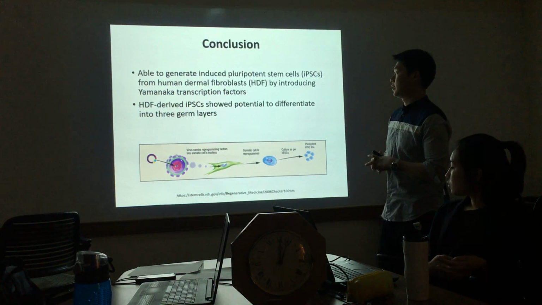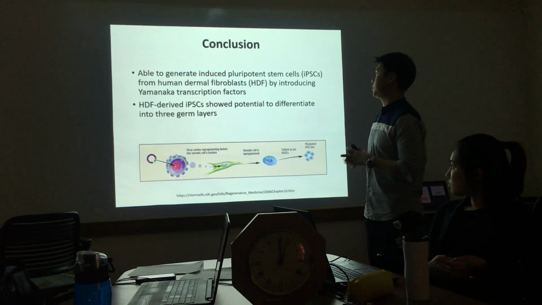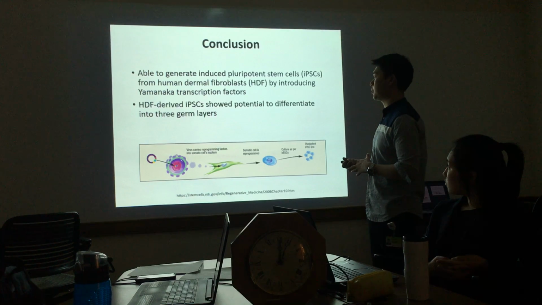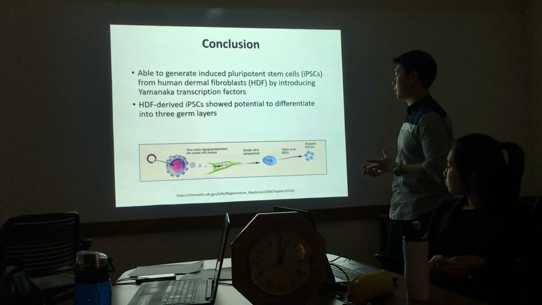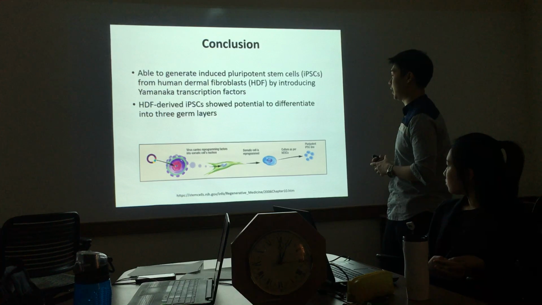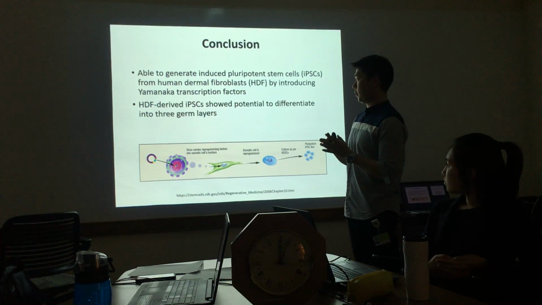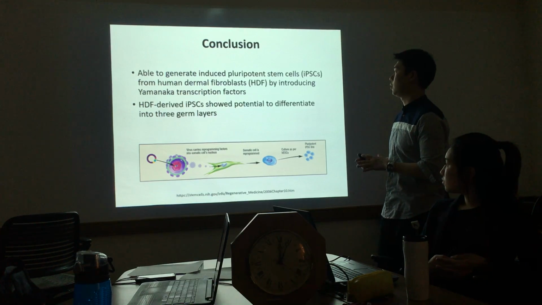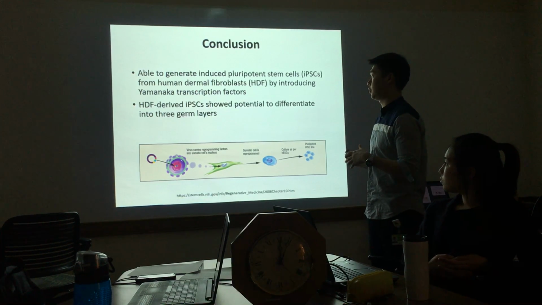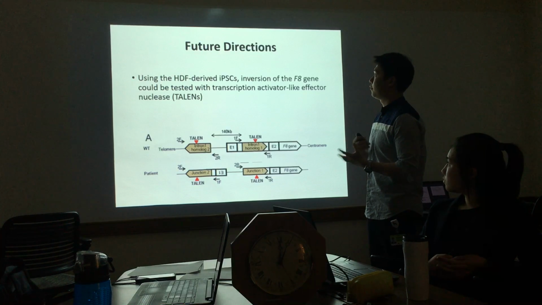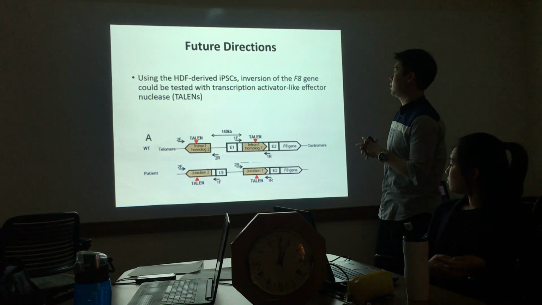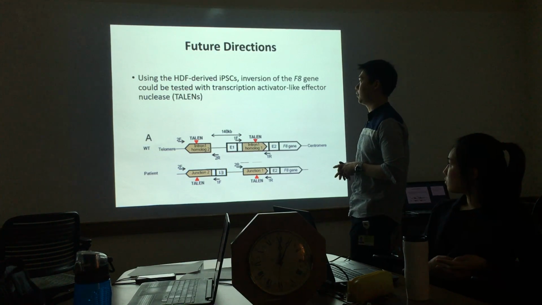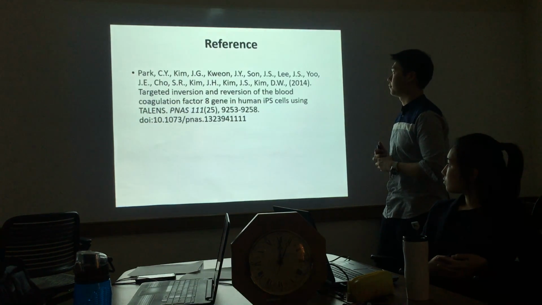In conclusion, the scientists were able to generate iPSCs from human dermal fibroblasts by introducing Yamanaka transcription factors. As you see over here, they introduced Yamanaka transcription factors, and they were able to produce iPSCs. And the second thing was that the human dermal fibroblast-derived iPSCs showed potential to differentiate into the 3 germ layers. For future directions using those iPSCs, the inversion of the F8 gene could be tested with transcription activator-like effector nucleases, or TALENs. Here are more references.